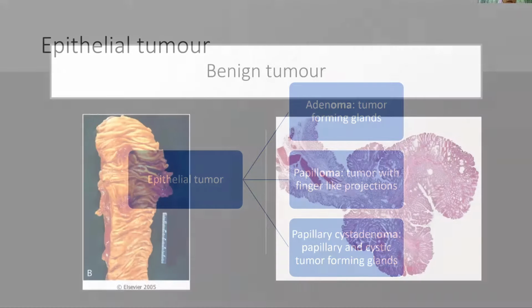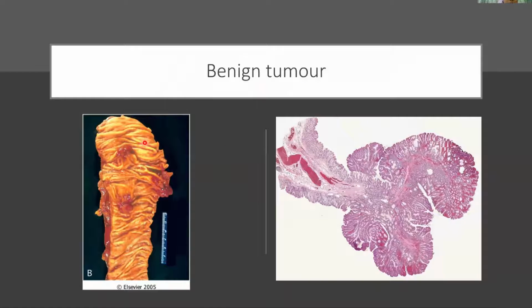Here is an example. I think you are really familiar with this specimen. This is a colectomy specimen. We can see here these polypoid lesions.